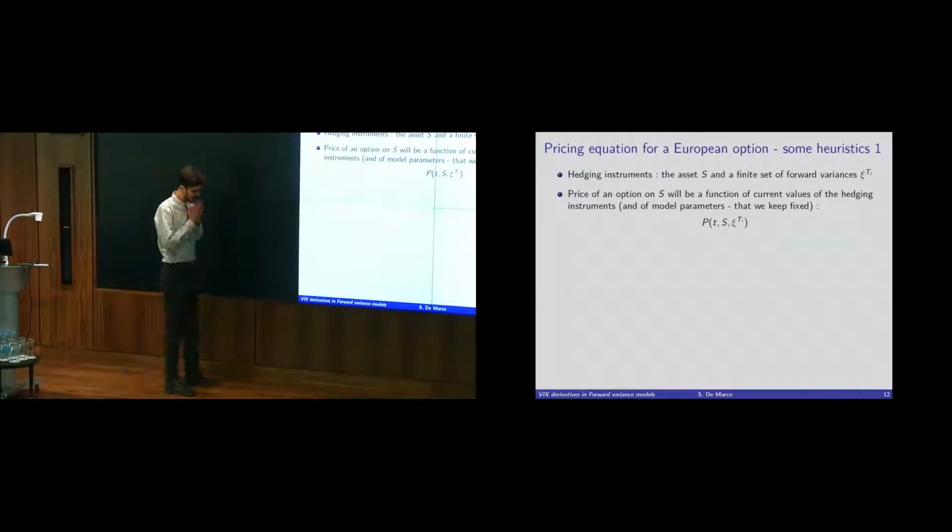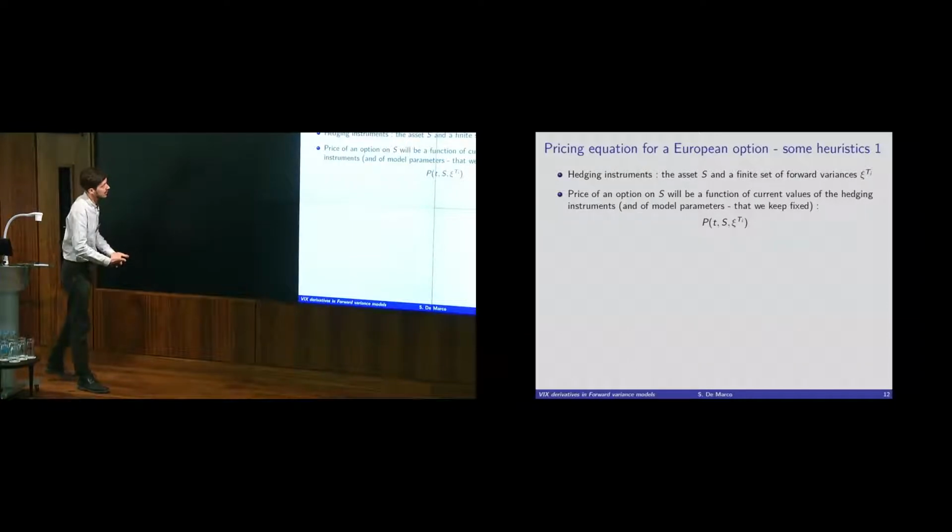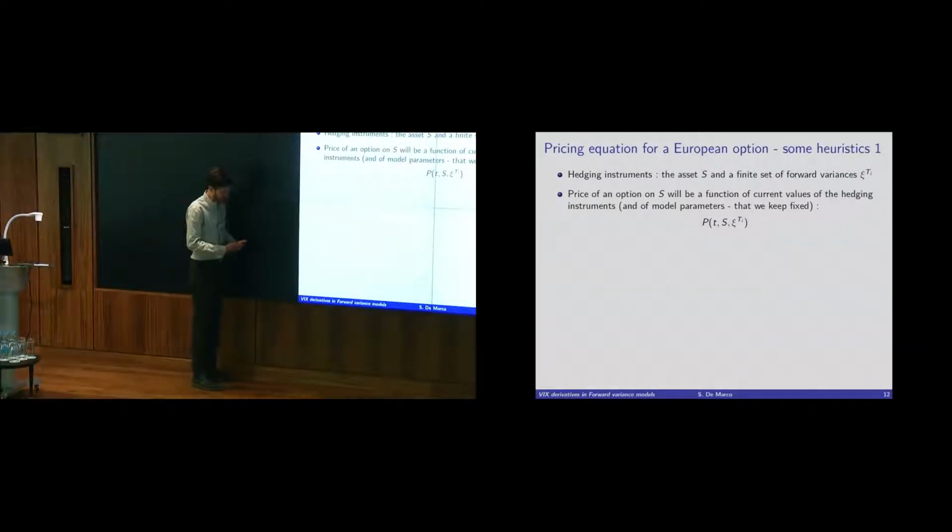So I'm introducing these forward variance models that we are going to discuss and extend. Maybe I'll try to give some heuristic view on how we land on the model class that I'm using, with some really heuristic arguments, which go as follows.